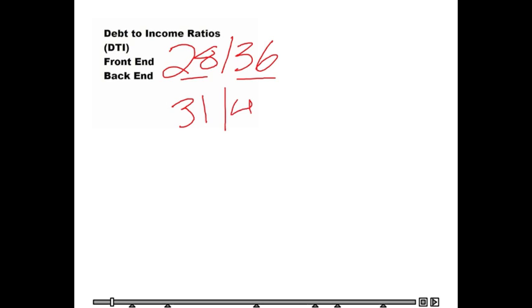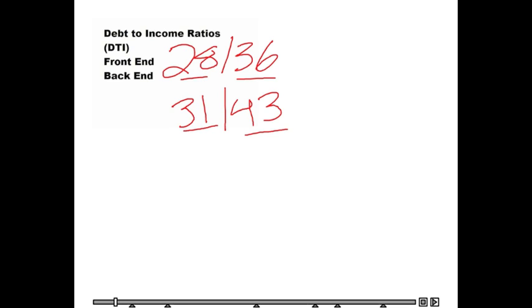Oftentimes with automated underwriting systems, only the back end is used. But when we're talking about underwriting guidelines, you'll often see something like ratio requirements of 28/36. That's a standard conventional ratio. That means that the front end ratio requirement is 28 and the back end requirement is 36. You may also see something like 31/43, which is the FHA requirement. That just means that the front end ratio requirement is 31 and the back end ratio requirement is 43.